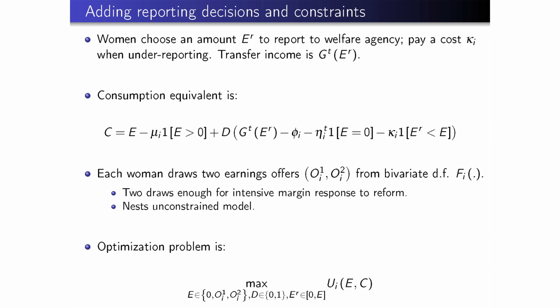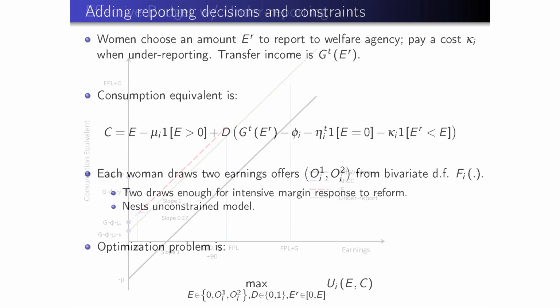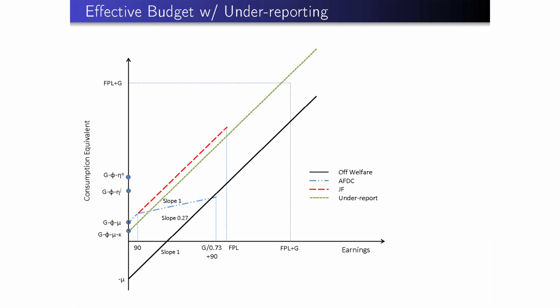Although in some generalizations of the model in the appendix, these constraints do other stuff. They sometimes open up possible transitions, but not in this basic model. Okay, so now the woman's problem is to choose an earnings level from between not working, which is 0, O1, and O2. Those are the options. They choose whether to participate in welfare or not, and they choose an amount of earnings to report to the welfare agency up to the amount that they actually earn. Okay, so now some new things can happen. Okay, so now I have to plot the budget set in utility space for you.